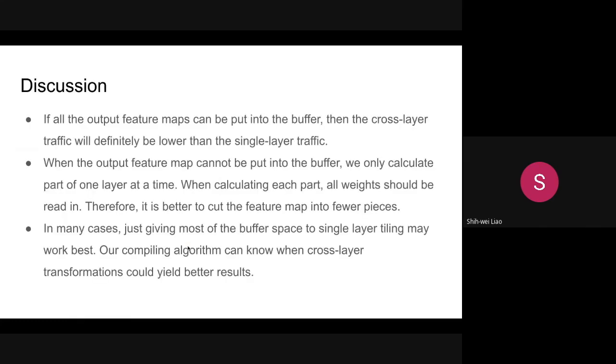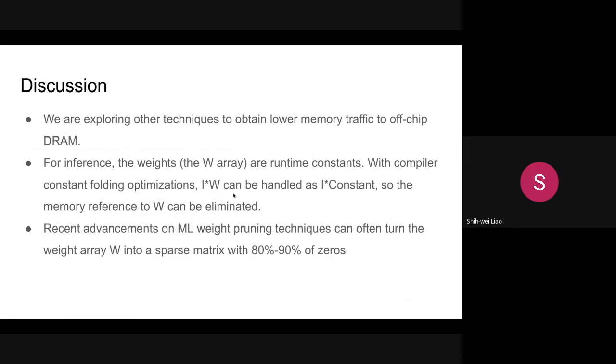So a quick 2 slides on discussions. If all output features can be put into the single buffer, the cross-layer traffic will definitely be lower than the single-layer traffic. In many cases, just giving most of the buffer space to single-layer tiling works the best. Our compiler algorithm will know when cross-layer transformation will help. And we are exploring other techniques, including, for example, weight matrix optimization, because those weights are runtime constants. We can do constant folding, and then the W matrix can be handled as a constant. So many references to the weight matrix can be eliminated. Recent advancements in machine learning weight pruning techniques can turn the weight array W into a sparse matrix with 90% zeros. So you can reduce memory traffic that way as well.